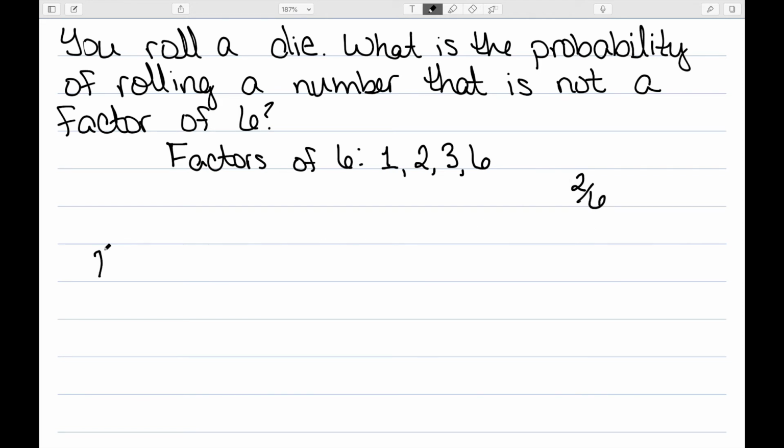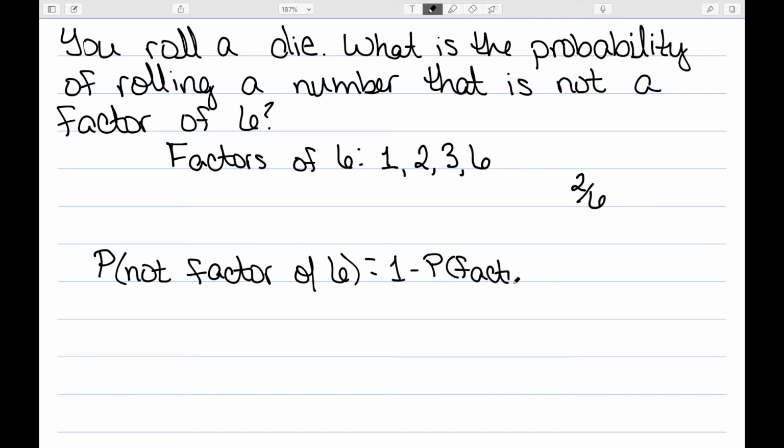However, let's think it through with probability and complements. The probability that it's not a factor of 6 is equal to 1 minus the probability that it is a factor of 6. We know there are 4 factors of 6 since we listed them out of a total of 6 sides. So we get 2 over 6, exactly what we expect it to be. Both of these examples, we could have figured out the probability without thinking through the complements.